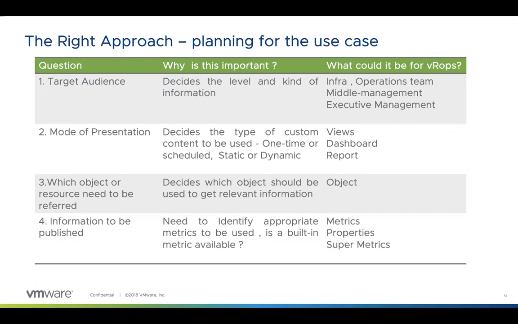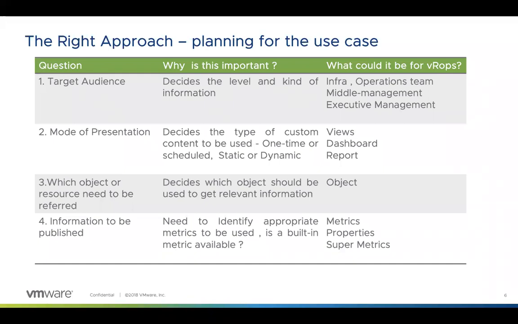After that comes which object or resource needs to be referred to. Why is this important? The answer to this decides which object we should be looking at in VROps to get the relevant information. In VROps, it translates to an object within VROps. It could be the vSphere World, a virtual machine, a storage, a cluster compute resource, a data center, anything like that. You get the answer to that from this question.